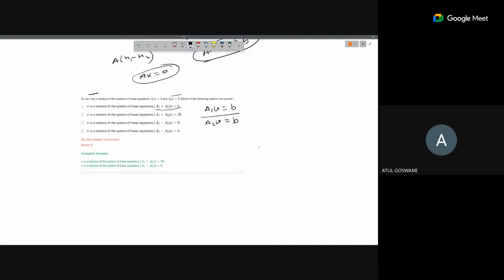V is the solution of this system, A1x plus A2x equals B. So A1x is B and this is B, so clearly this comes to 2B, not B. So it is not satisfying the first option, but the second one will be satisfying.